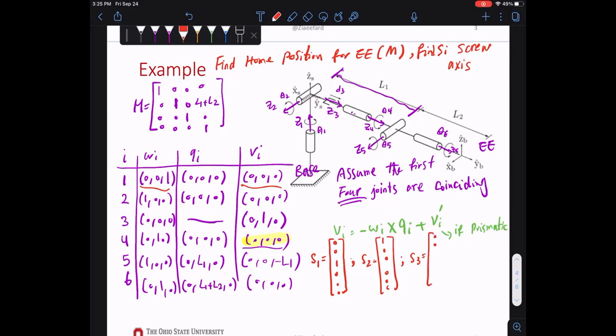Here you can see, if I give you a screw axis, for example this one, and ask you what kind of joint this is representing, you should be able to tell, right? Because these are all zero, this must be a revolute joint. If I gave you this, you wouldn't know if there was any other velocity involved, but this is for sure a revolute joint.